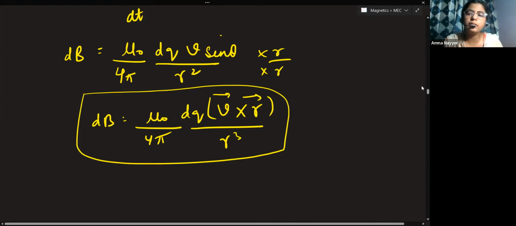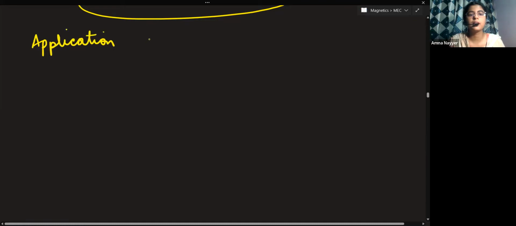Now see, direct formula-based questions can come, and you will be able to handle them. But we have various applications of Biot-Savart's law. Remember, when we did Gauss's theorem, we did applications of Gauss's law, calculating electric field for a plane sheet and a long wire. Like this, here also we have applications of Biot-Savart's law.